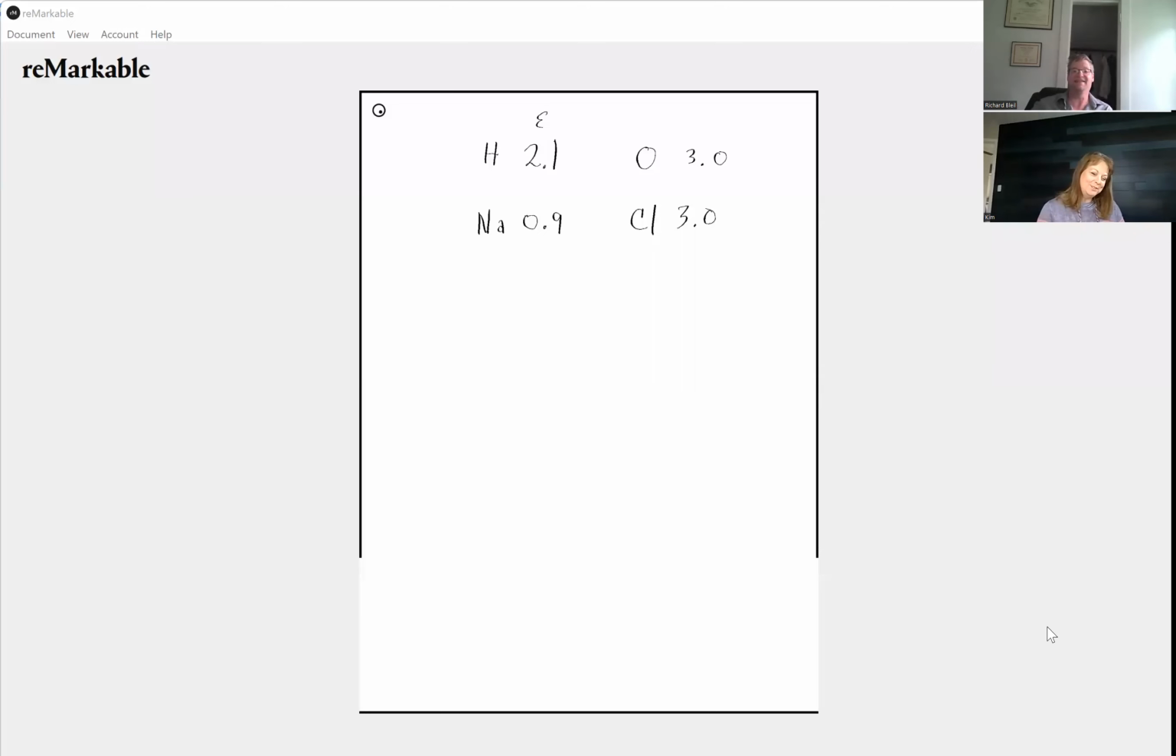Electronegativity is often represented with this funny little epsilon, which I'm not sharing my screen. And you're just laughing, waiting how long it takes me to recognize that. I was going to tell you in a minute or two.